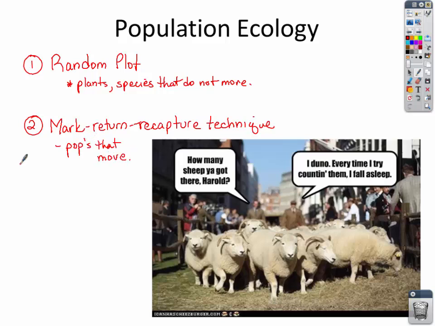The mark, return, recapture technique is pretty self-explanatory. We're going to capture an animal, mark it with a tag or some sort of mark, return it into nature, and then recapture portions of that population and count the ones that are marked. There's a formula for that that we're going to want to put in our notes. The population is going to equal the total of your first trapping, just get this down for now, times the total of a later trapping, divided by how many you caught in that later trapping that were marked. Get that down right now real quick, and we'll talk more about this.